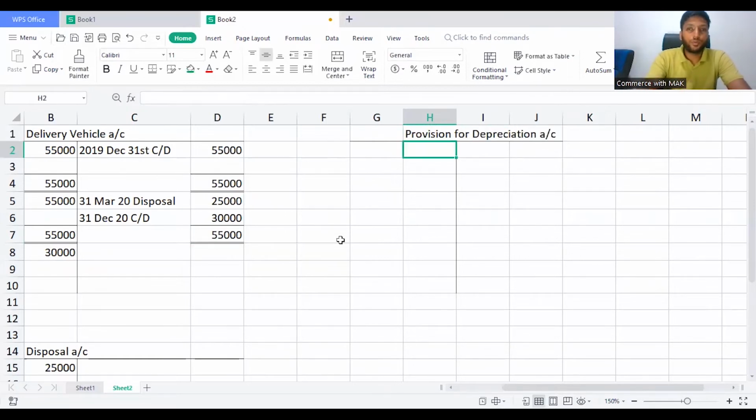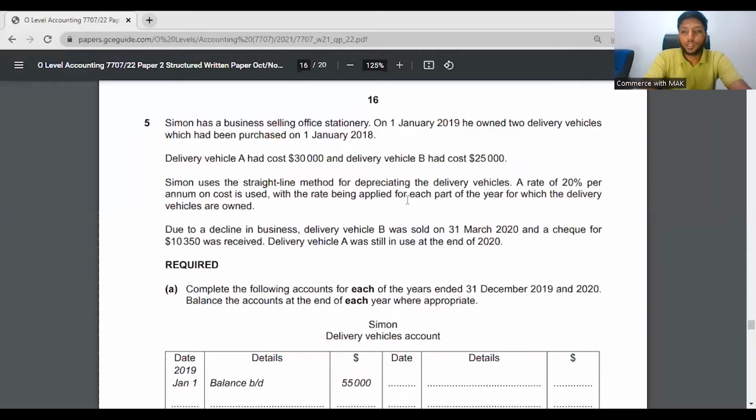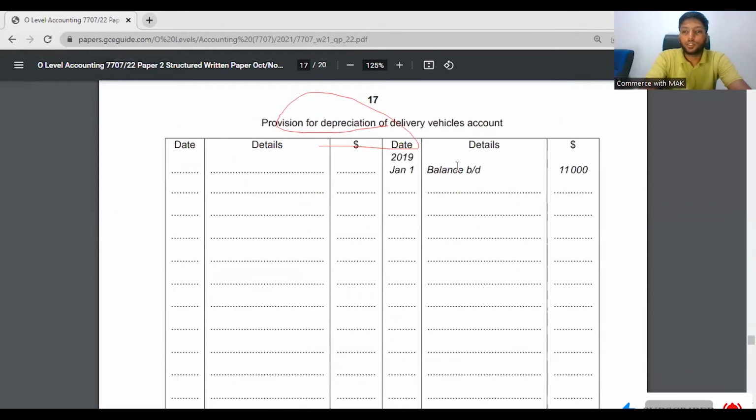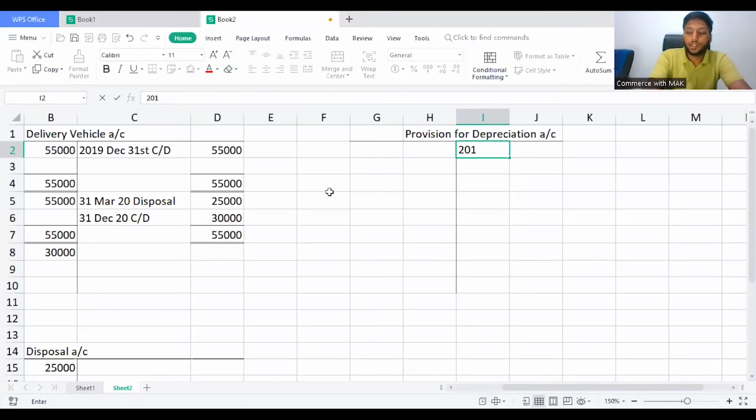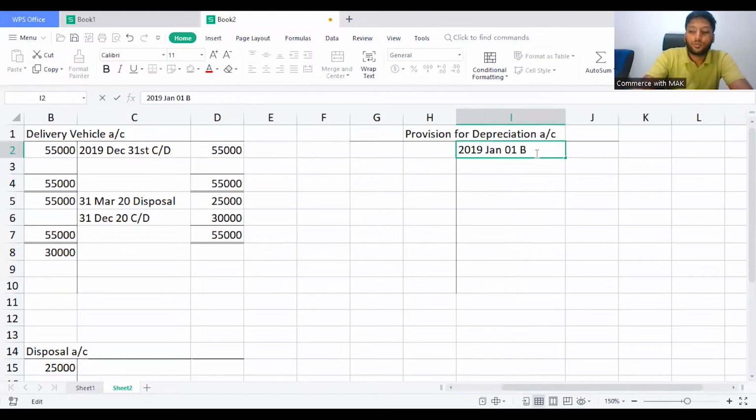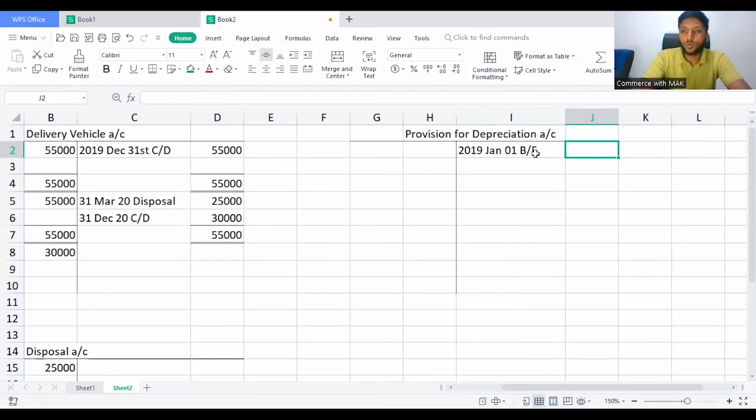Before we move on to the sum, we need to know the amount of depreciation for these two assets. They're saying in 2018 they had a starting balance. They started this vehicle in 2018, so they should have a balance because they're starting in 2019. You can see here they started with 11,000 balance. So I start on the credit side, 2019 January, brought forward. How much is the amount we have brought forward, guys? 2019 January brought forward is going to be 11,000.